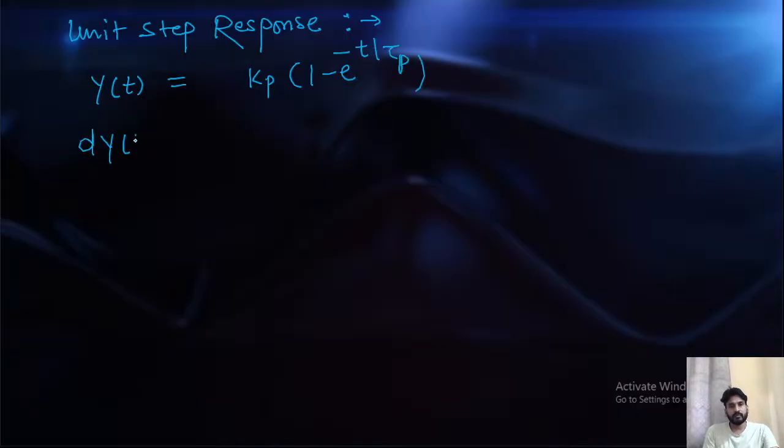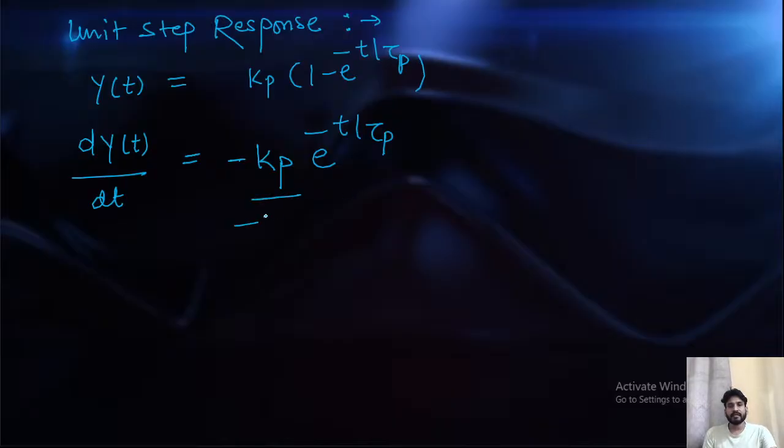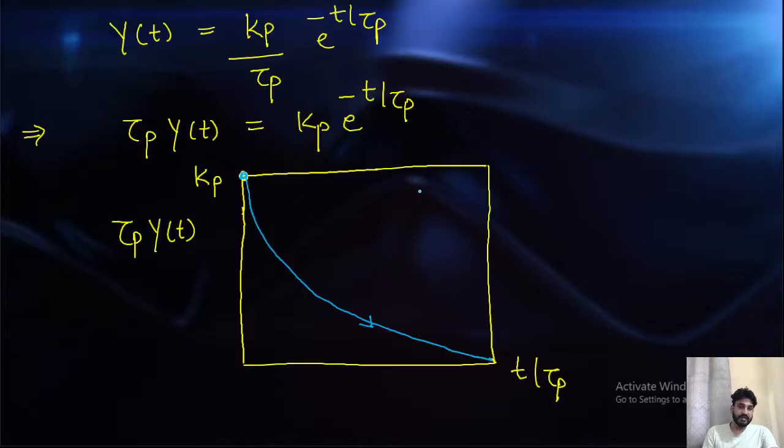Let's differentiate this output, dy(t) divided by dt. What will you get? This is my Kp, yes or no? The differentiation of Kp will be 0. It is Kp minus, and it is e raised to power minus t divided by tau p, and it is divided by minus tau p. Minus minus cancel, which means it is Kp divided by tau p into e raised to power minus t divided by tau p. I think this matches this expression, yes or no? And this is the response for the impulse.